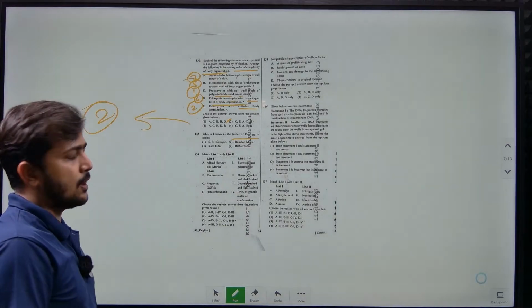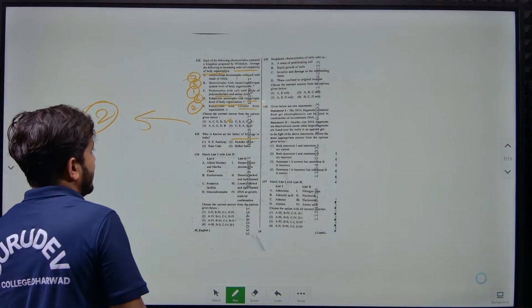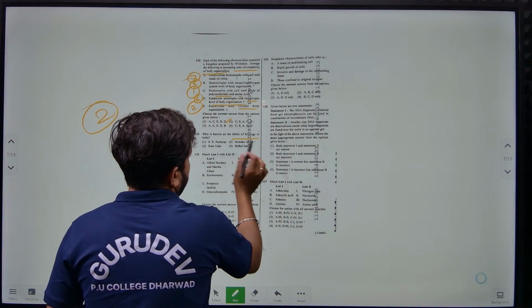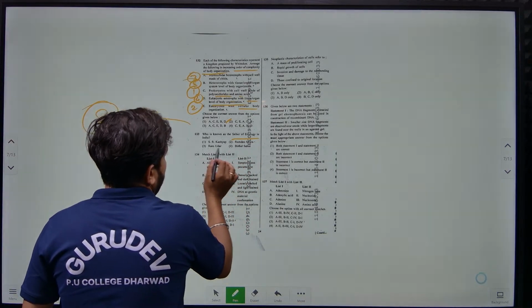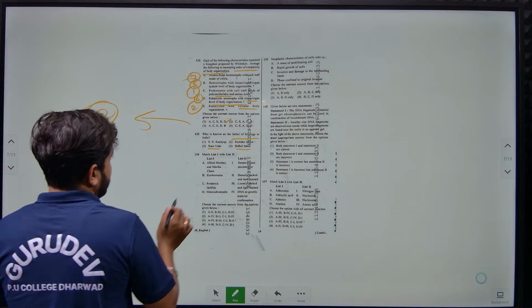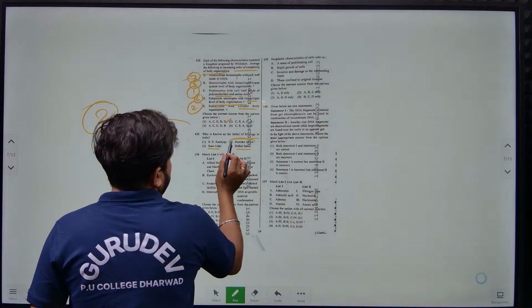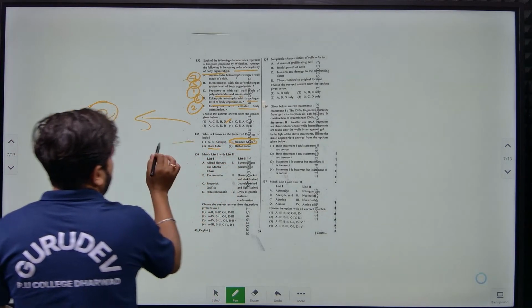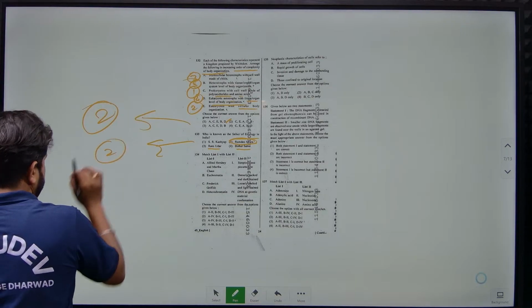So father of ecology in India, so that is what they have mentioned: S.R. Kashyap, then Ramdeo Mishra, then Ram Udar, then Birbal Sahni. So based on that, Ramdeo Mishra is known as the father of ecology. So here option 2 is correct.